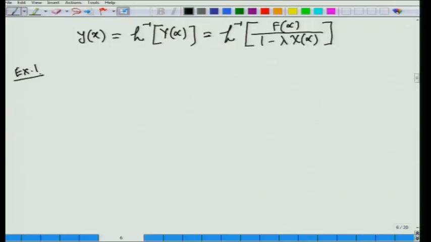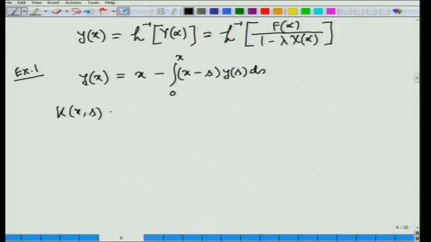Now, we look at an illustrative example to understand this method. You can recall that this problem we solved earlier by using another technique, that is y(x) equal to x minus the integral from 0 to x of (x minus s) y(s) ds. So, clearly you can understand that K(x, s) is actually x minus s. So, if we write it in terms of small k(x), then small k(x) is nothing but x.